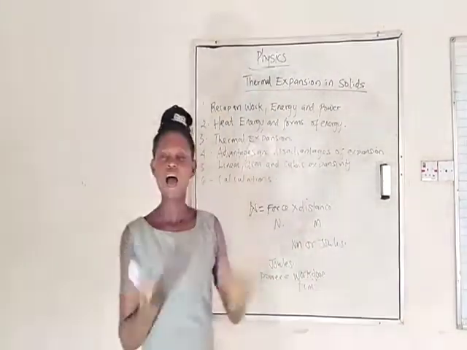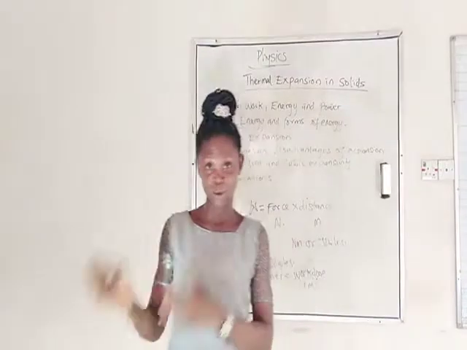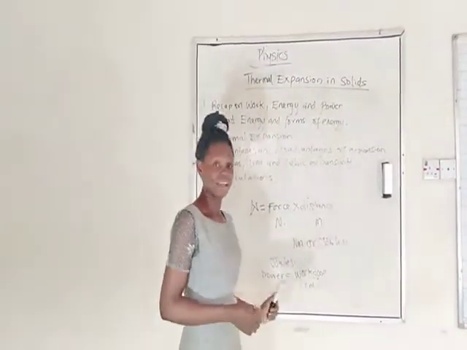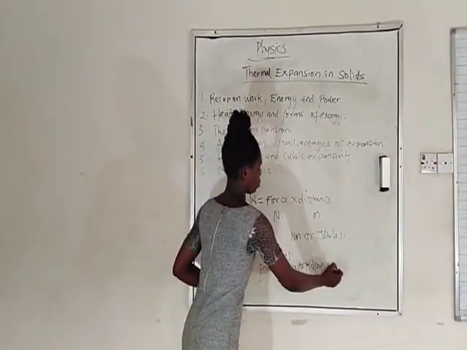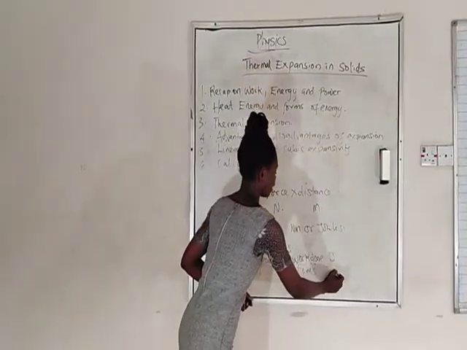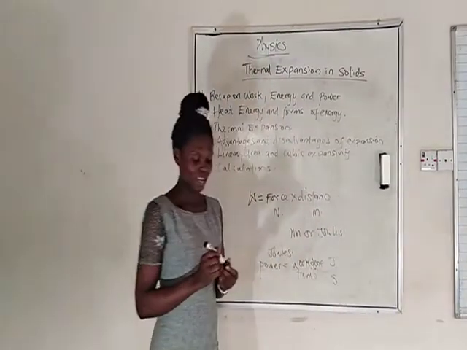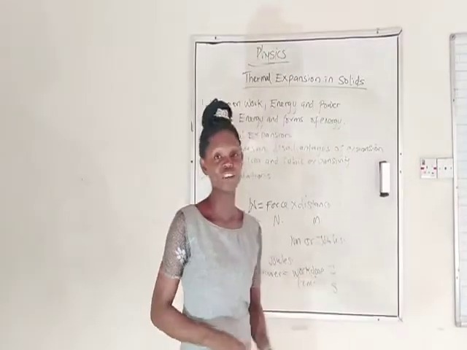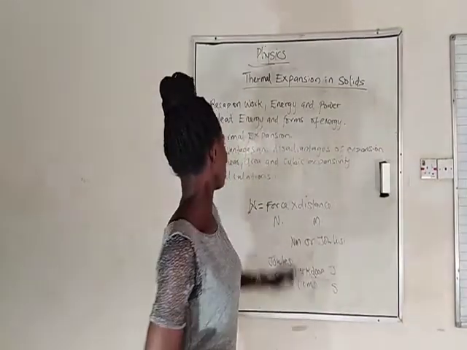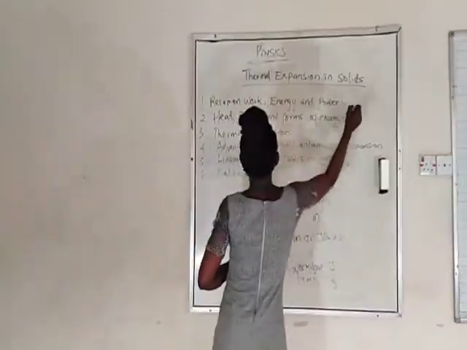Alright? How long or how short work is done is what we actually call power. And since we have said that work is measured in what? In joules, and our time in seconds, it therefore means that power is measured in joules per second. We go to the next point, which is what?